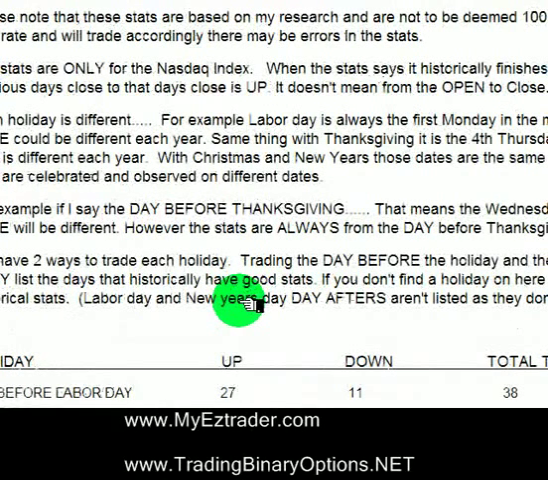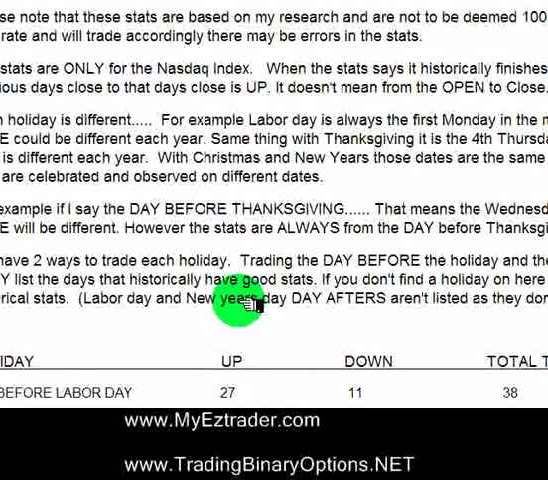You can also read about the hedge system that I talk about in the email. Read up on that as well. It's a powerful system that goes along with this NASDAQ system.